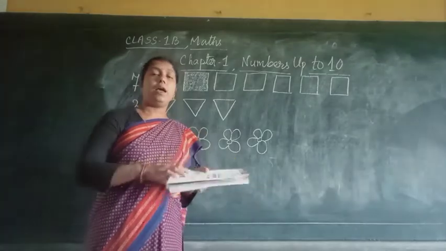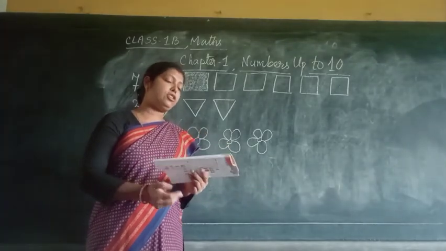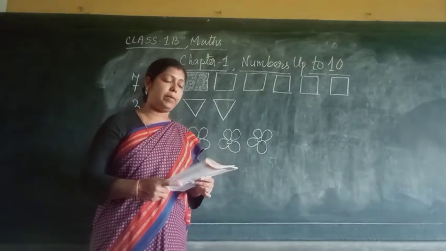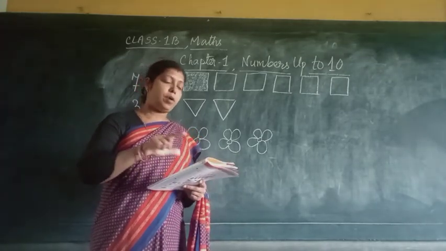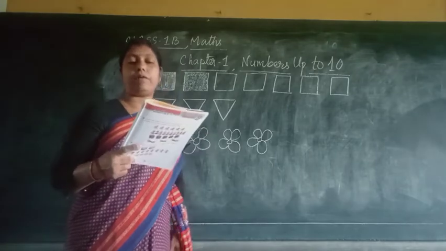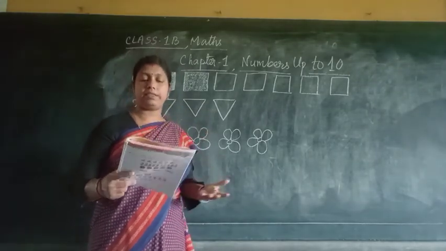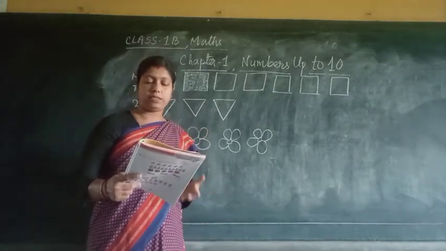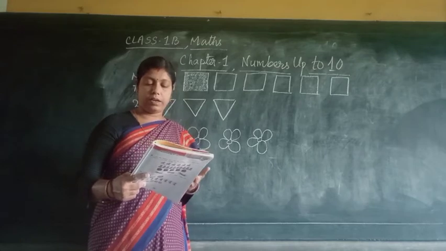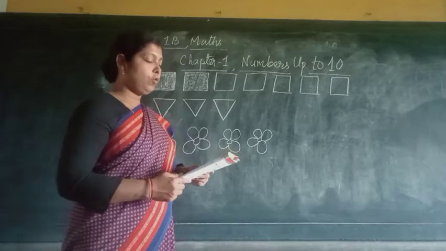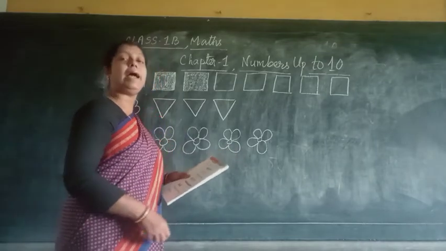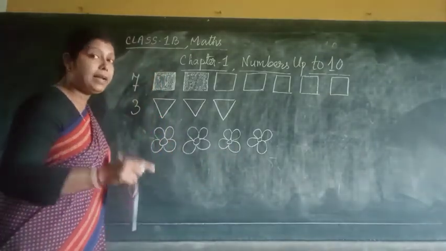Next one you see, count the objects and match them to the correct number and number name. You have to match them. The objects, see here, some objects are given. Okay, like flowers, toffees, kites, balloons, apples, hats, then pastries, balls. These pictures are given here. So you have to match them to the correct number and number name.